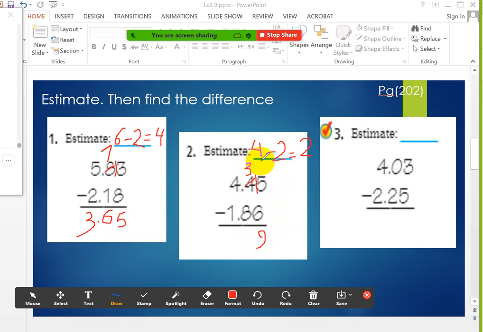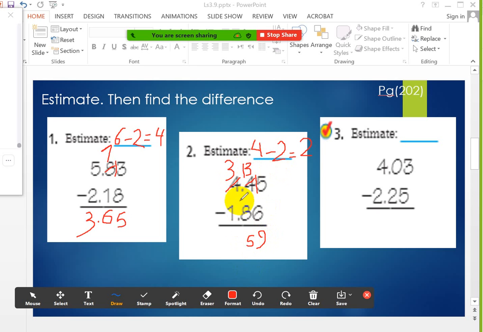Very good. 3 minus 8. I can't take 8 from 3, so I will borrow from the 4. It will be 3. And take this 1 and put it next to the 3, so it will be 13. 13 minus 8 equals 5.